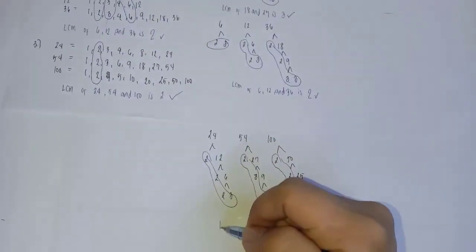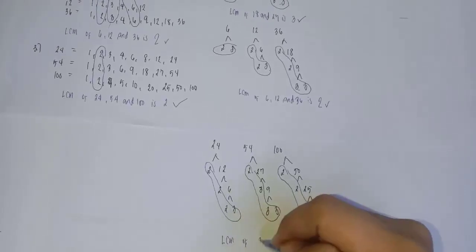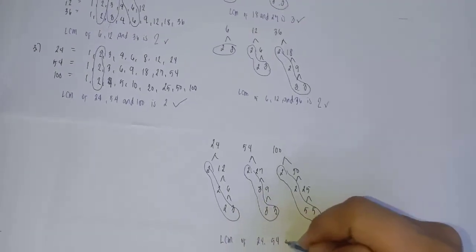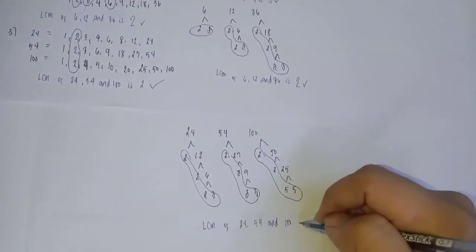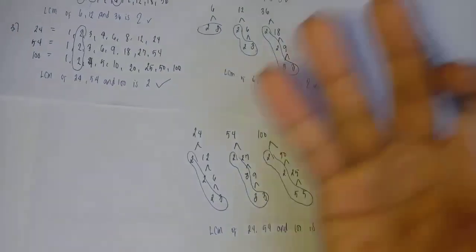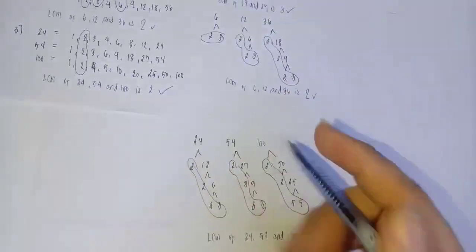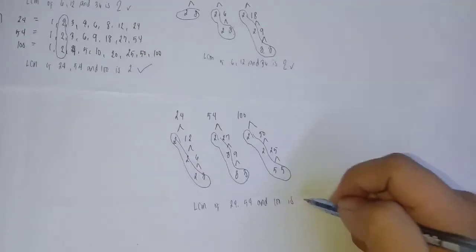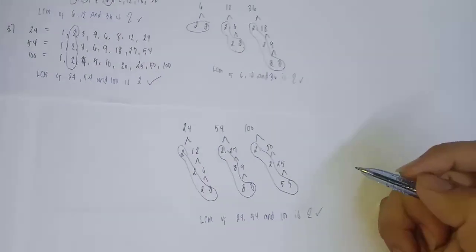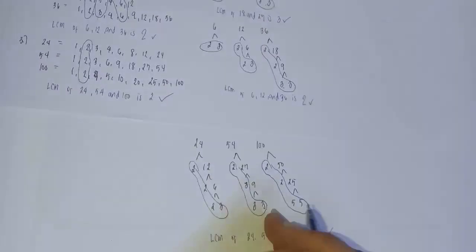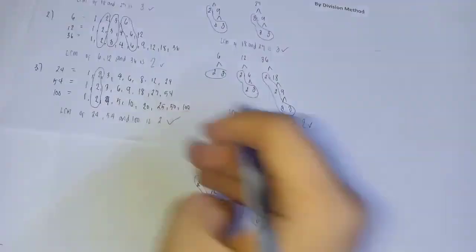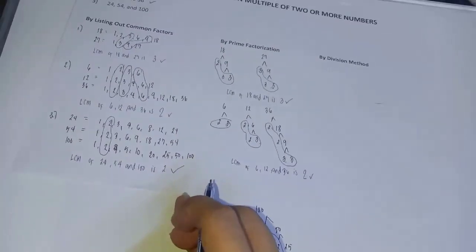Okay, so to get the LCM of 24, 54, and 100, kukunin lamang natin yung pinakamaliit na common among these numbers. Okay, and that is 2. Therefore, the LCM of 24, 54, and 100 is 2, which is the same. Okay, so we yield the same answer if we use listing out common factors and the prime factorization.